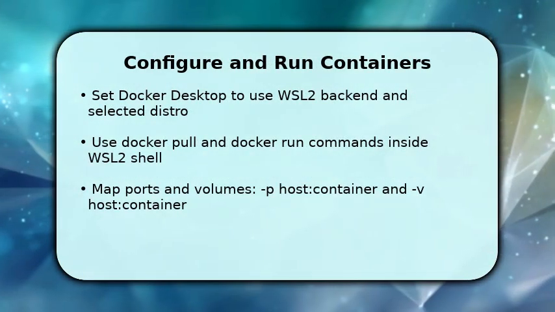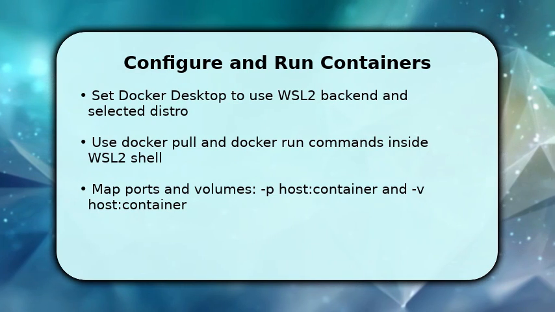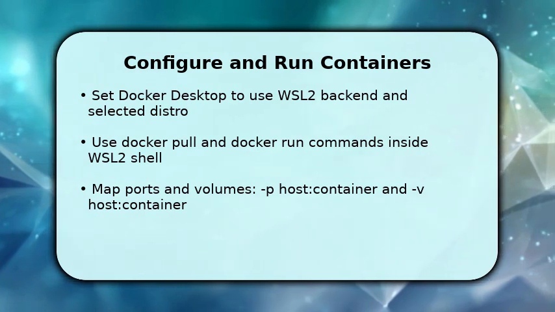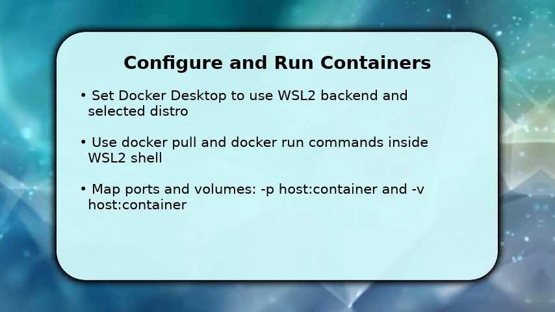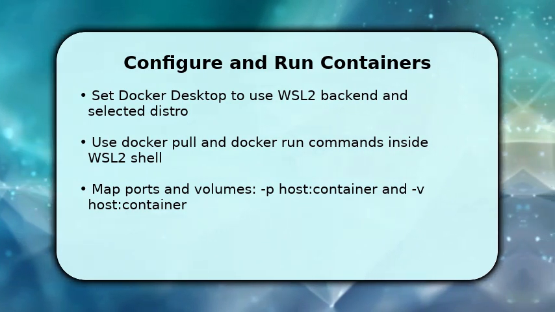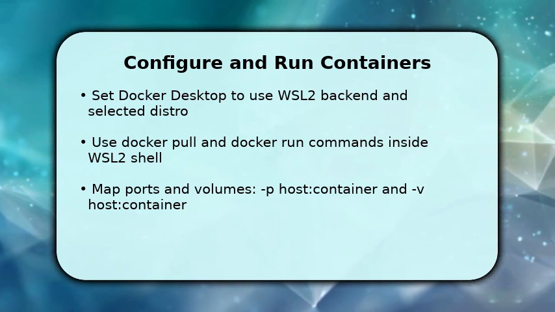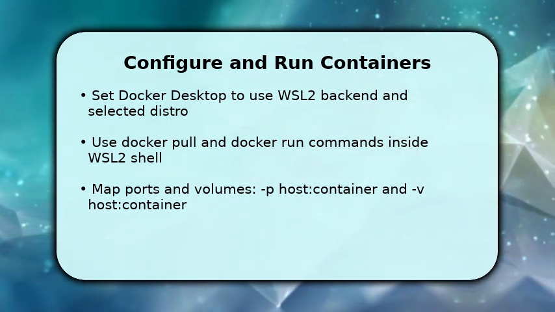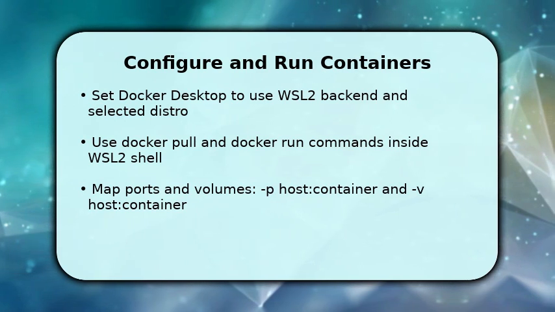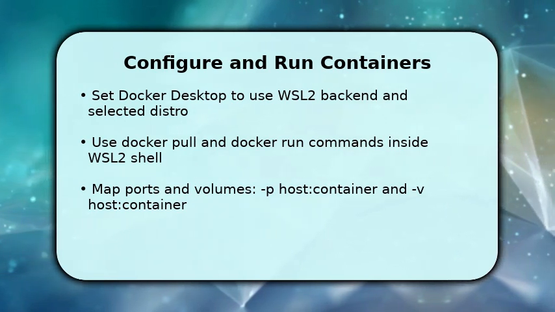Once Docker Desktop is running, configure it to use the WSL2 backend and select your Ubuntu distro so Docker CLI operates inside WSL2. Open the WSL2 shell and run docker pull to fetch an image, then docker run with -p to expose ports and -v to mount volumes. Make sure to run docker ps to confirm containers are active.